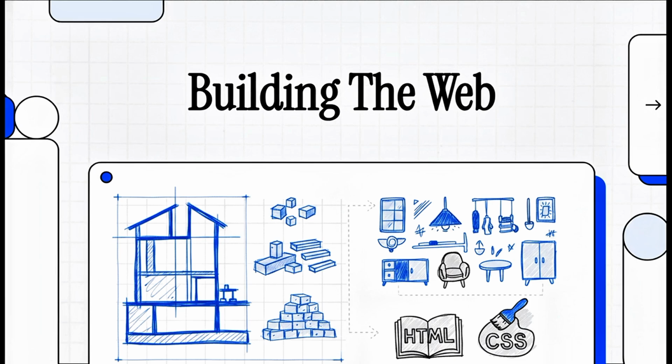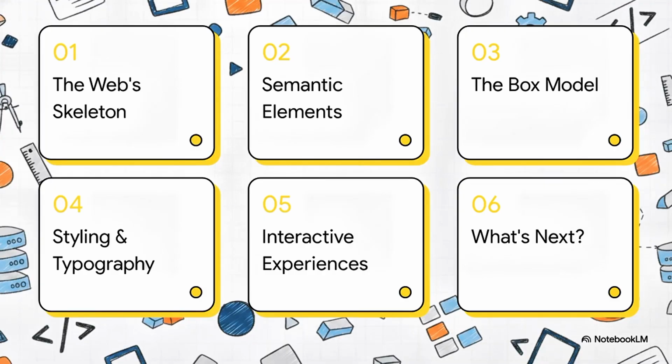And as we walk through these concepts, keep one thought in the back of your mind. Once you have these specific tools in hand, what will you design next? Let's take a quick look at our roadmap for today. First up, building the web skeleton. Then, structuring with semantic elements. Next is mastering the box model. After that, styling, colors, and typography. Then, adding interactive web experiences. And finally, what will you design next?